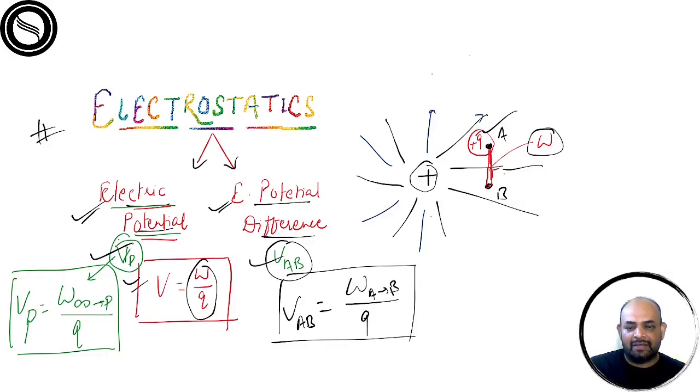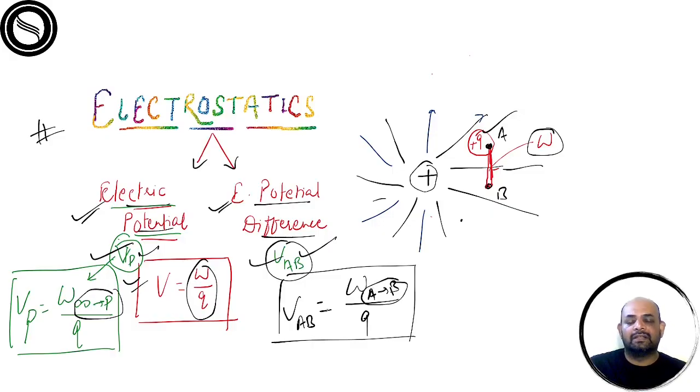And the similarity: both are potential, potential and potential difference, but one is about 1 point and the other is about 2 points. Here it is work done from infinity to a particular point P, and here it is work done in bringing a unit charge from point A to point B. So these are the 3 things which we have to discuss in 10th grade: electric potential, potential difference and its formula. Little bit changes are there. Here infinity to point P, and here point A to B.